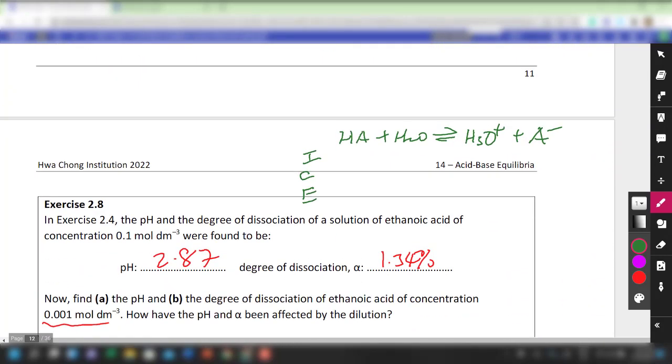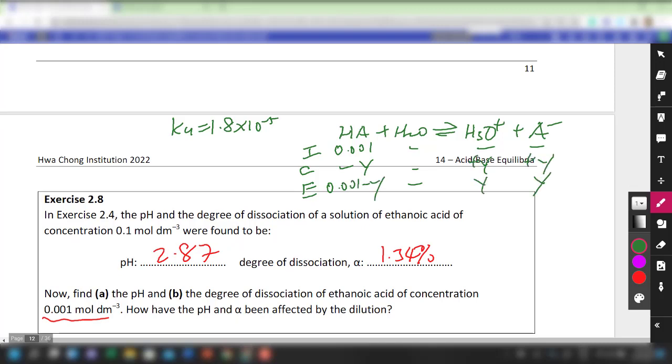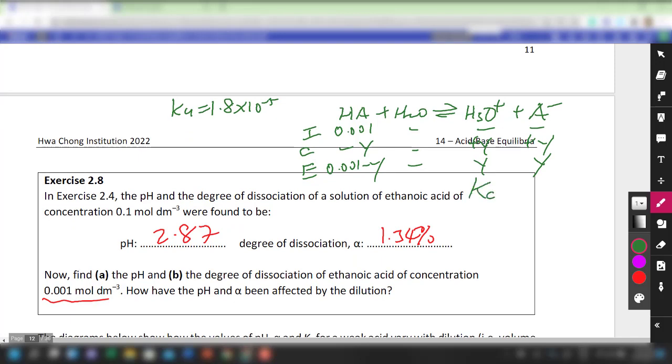So the Ka is equal to 1.8 times 10 to the power minus 5. Then we have 0.001, then minus y, giving 0.001 minus y, and then plus y, and plus y. Okay, then we have a K expression over here. So Ka is equal to y squared over 0.001 minus y.